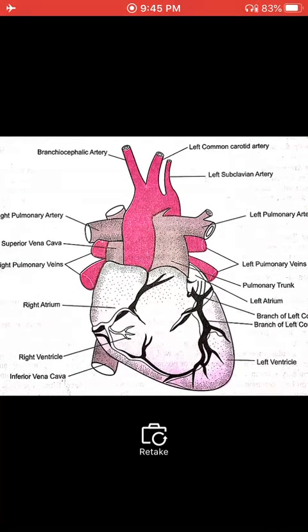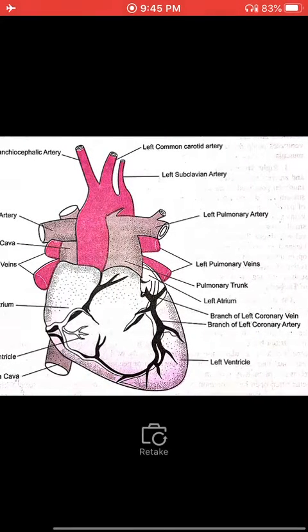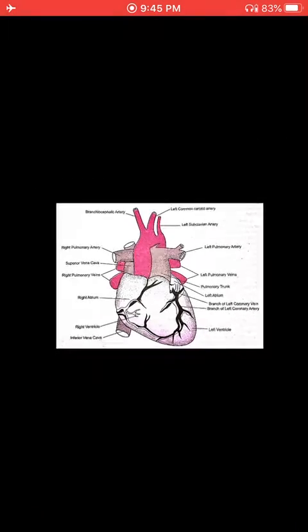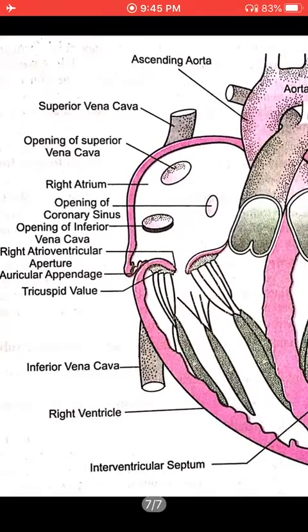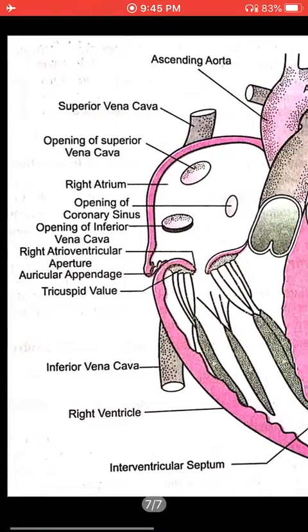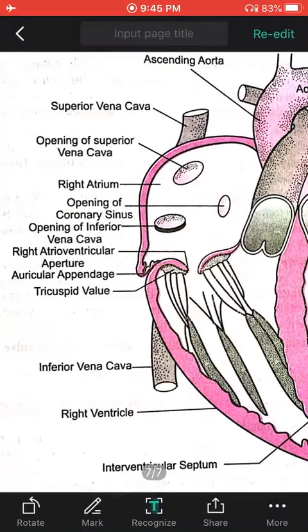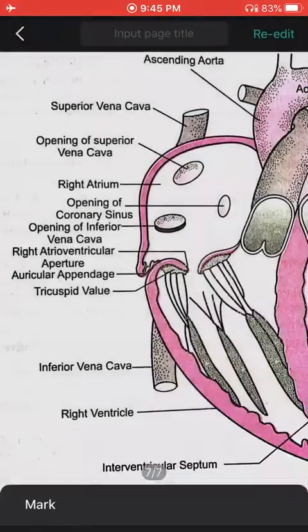Now we will see from the inside. This is a diagram which will give you a more specific idea of the human heart and the functions of its various parts. I am just extending it up so that we can start from the first, and take one by one.